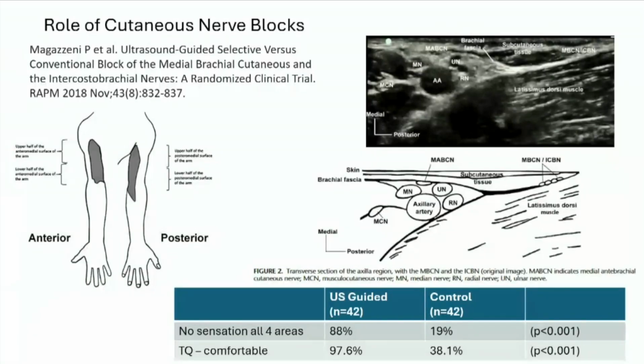This group compared blocking those little nerves that I showed in the tail of the axilla, with ultrasound guidance, to a sausage of local across the proximal axilla. Certainly ultrasound guidance seemed to be far more effective at blocking the cutaneous coverage, and resulted in a higher degree of tourniquet comfort. But don't kid yourselves, that is only going to affect the skin nerves. It's not going to stop that late onset ischemic pain.